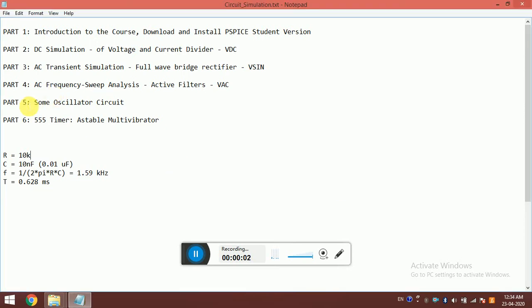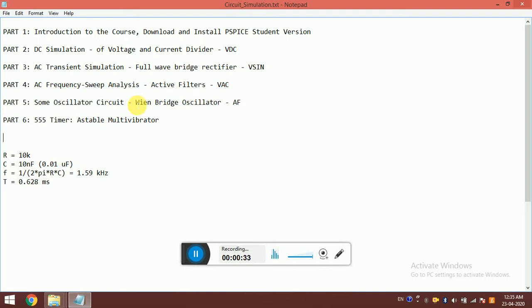Hello everyone, this is the fifth video of this series, and in this video we are going to discuss oscillator circuits. So let's make the Wein bridge oscillator. So we all know the Wein bridge oscillator circuit, and this is an audio frequency oscillator. So its frequency should be less than 20 kilohertz.